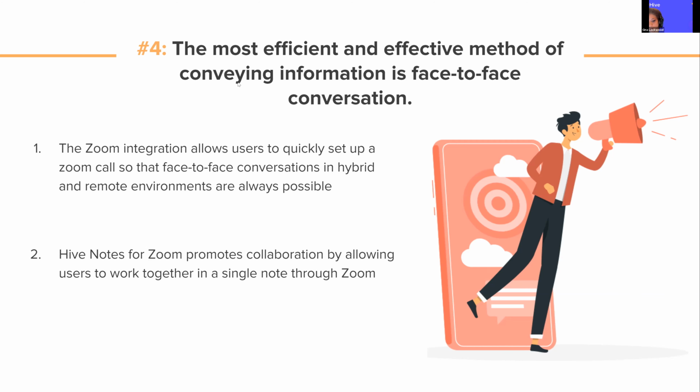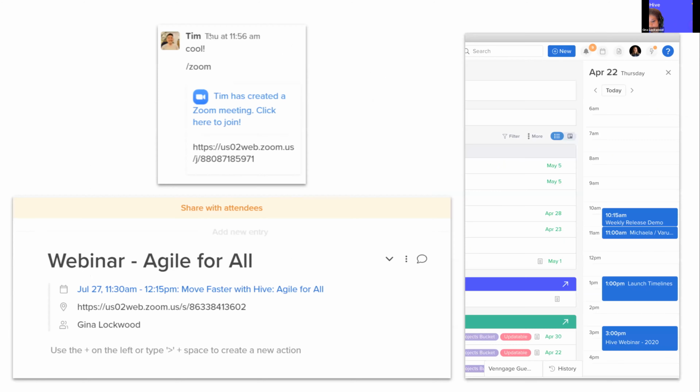But really quickly, I'm going to show you the other things that the Zoom integration can do. So when you have your Zoom integration turned on, here's an example of me chatting with my coworker, Tim, and we wanted to hop on a call. You can just type /Zoom and it stands up a Zoom call directly from your chat window.